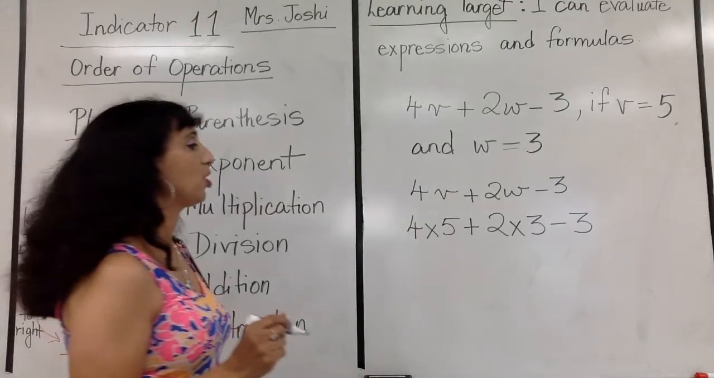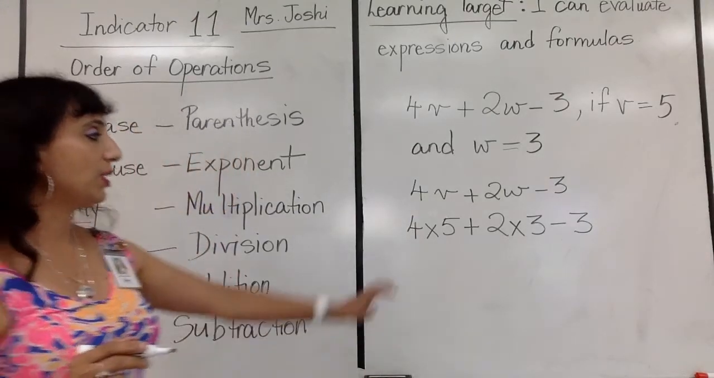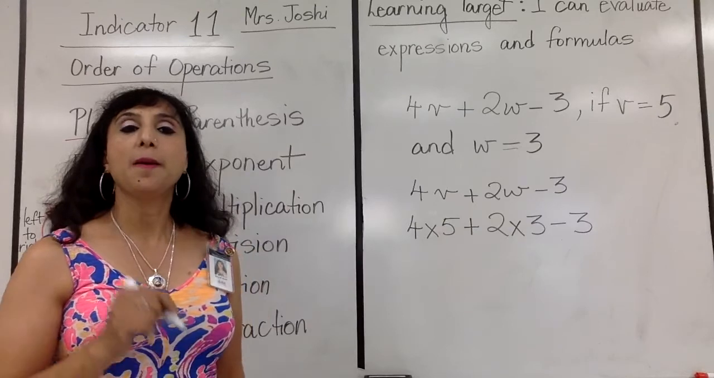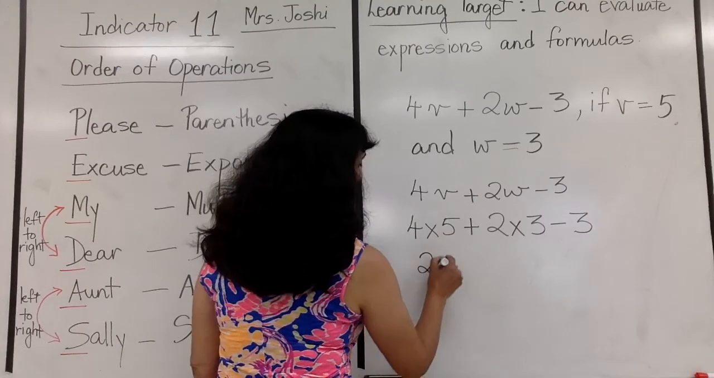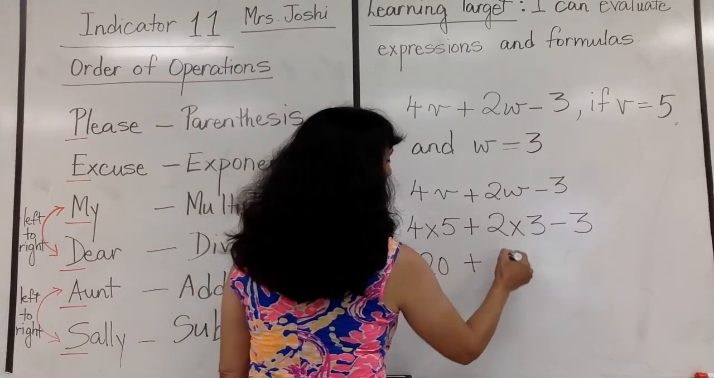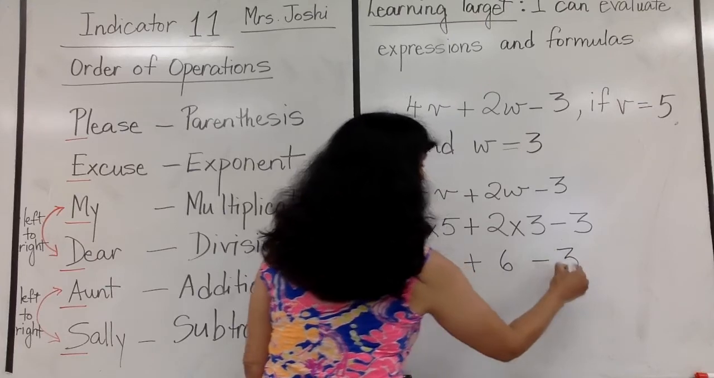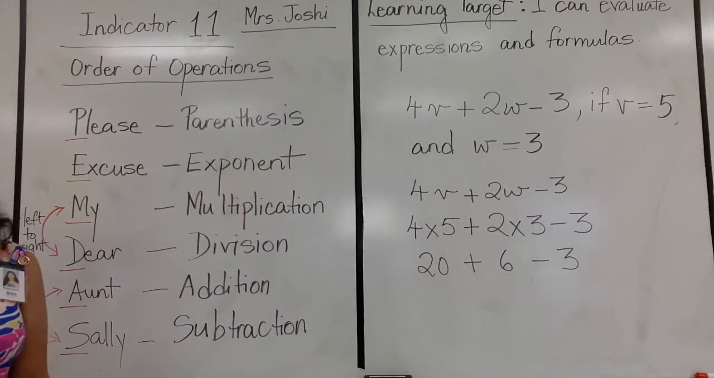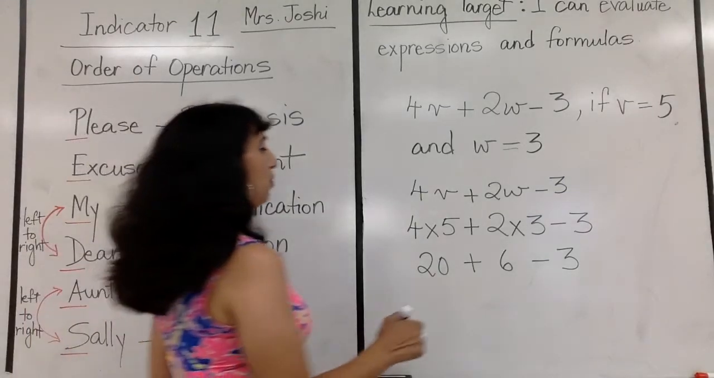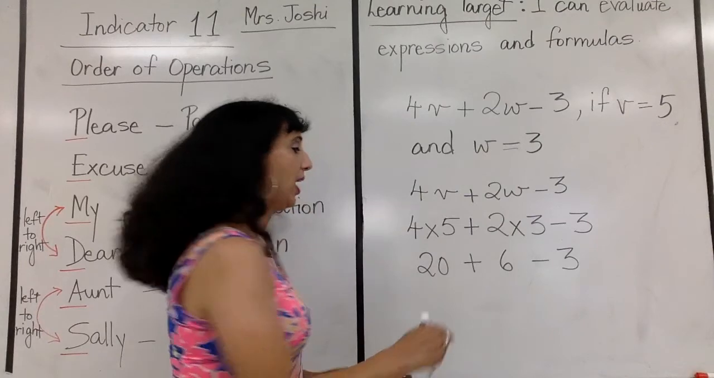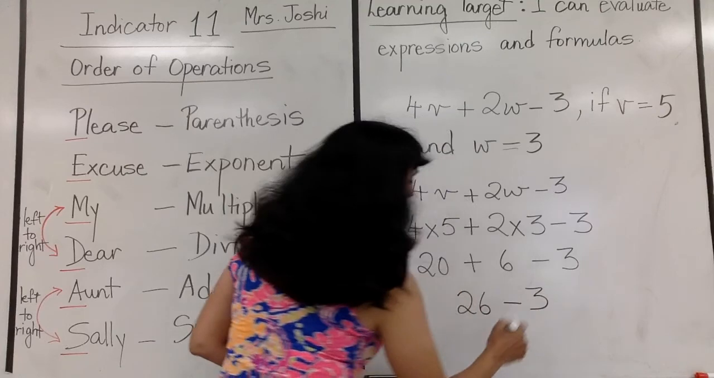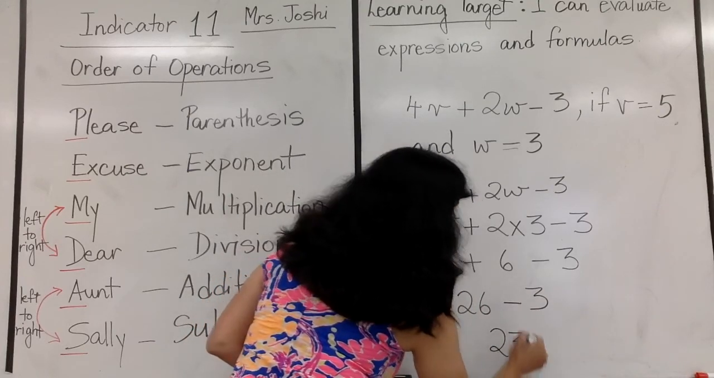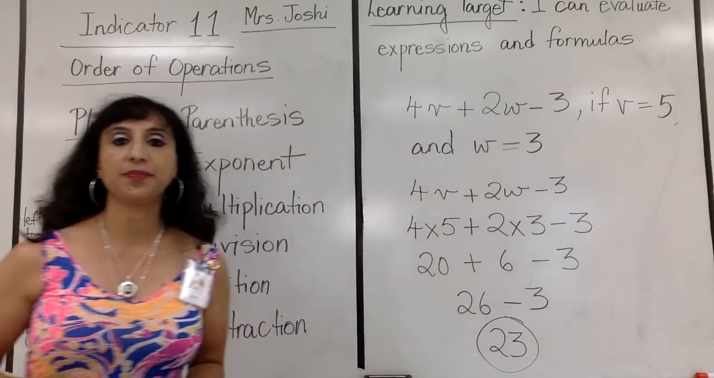Okay? And now, based on order of operations, we have multiplication, which should be performed before addition or subtraction. And then 4 times 5 is 20, plus 2 times 3 is 6, minus 3. Okay, and now since we have only addition and subtraction left, we are going from left to right, and 20 plus 6 is 26 minus 3, and so we end up with our final answer, which is 23.